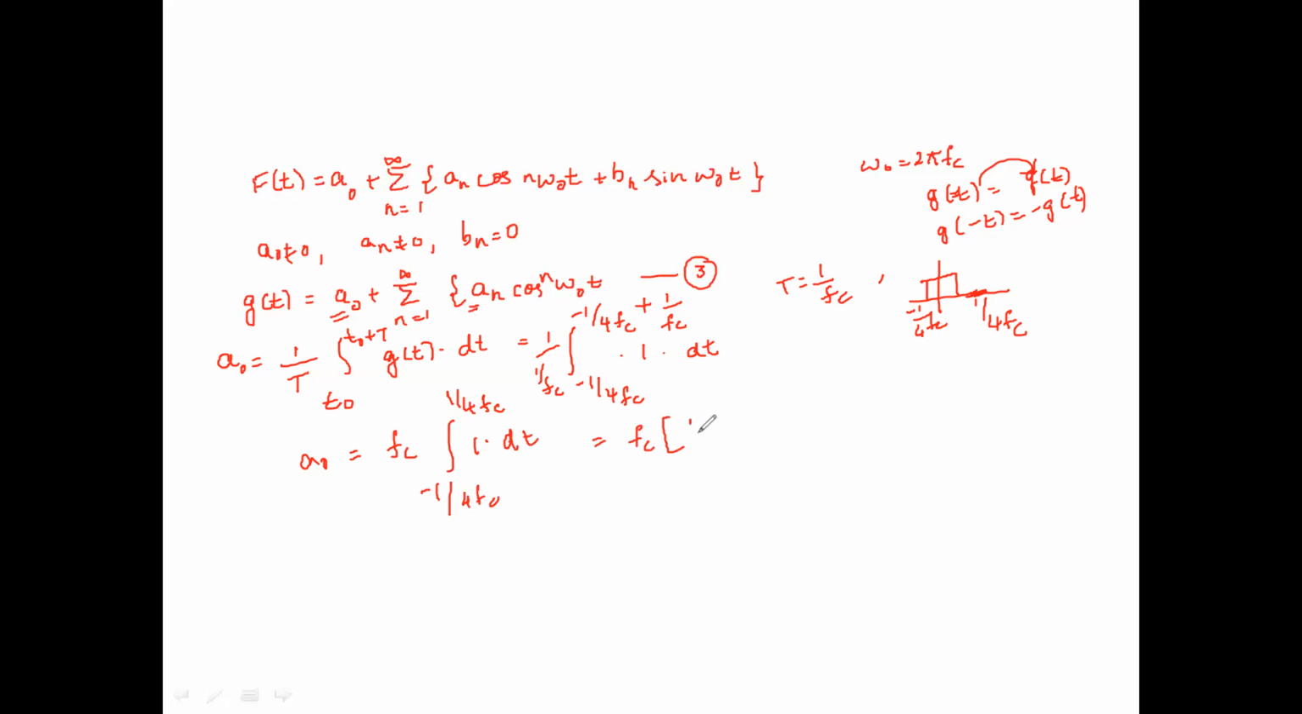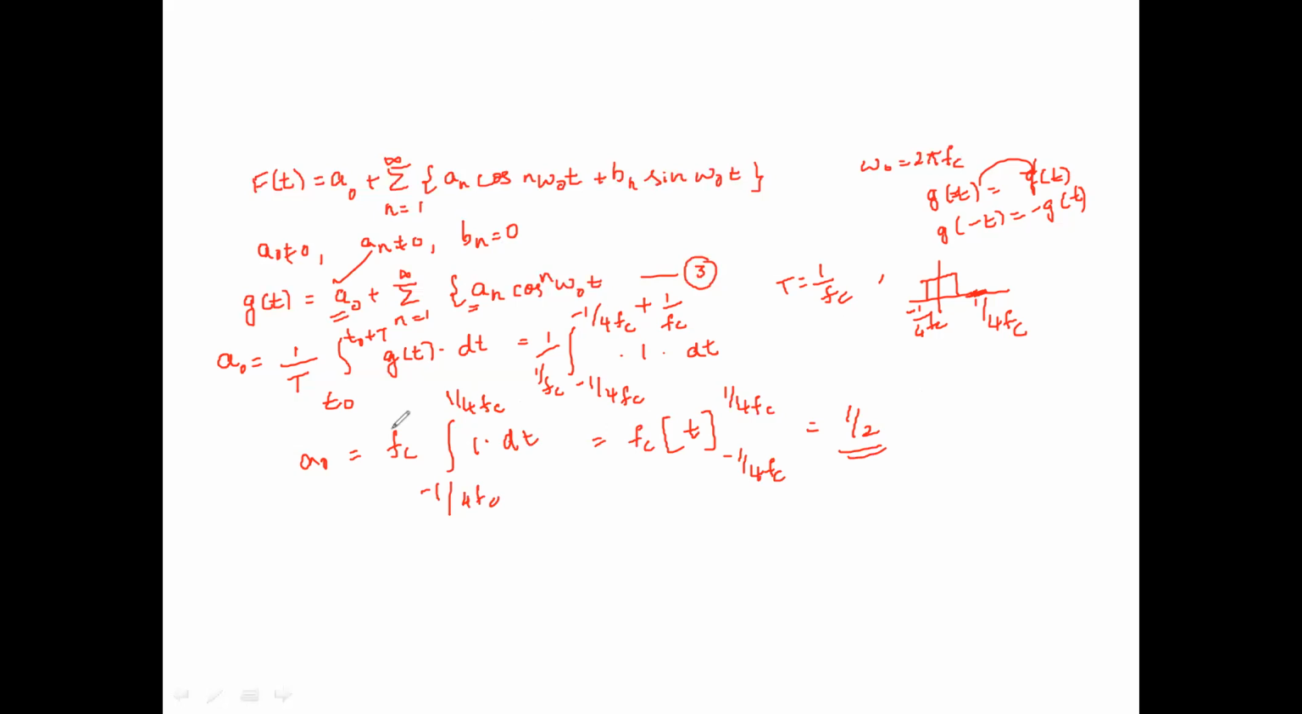What is the integration of 1 dt? Substitute the upper limit and lower limit: minus 1 by 4 fc to plus 1 by 4 fc. You get a naught is equal to 1 by 2. So now you got the a naught value. A naught value is done. Next you have to find out the value of an.